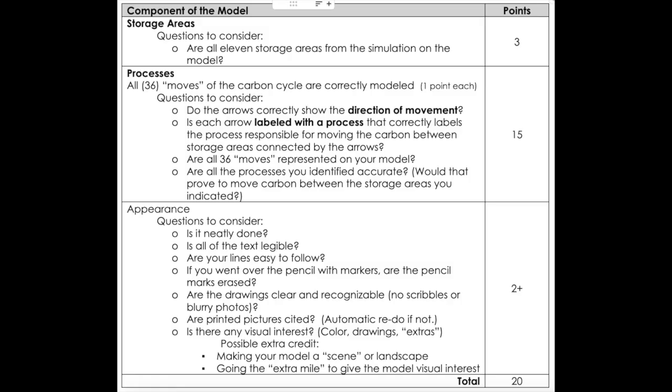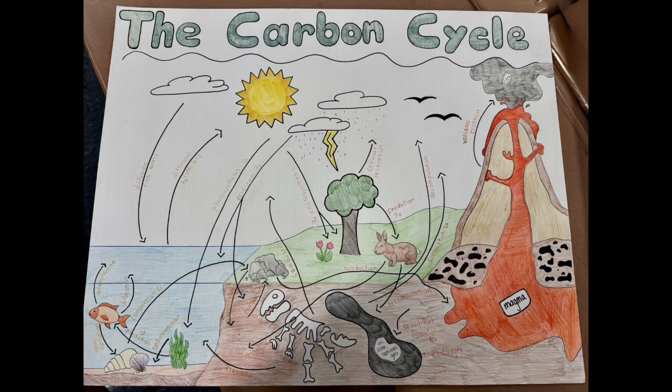If you look at the rubric, you'll see that there's an opportunity for extra credit. To earn the extra credit, you would go the extra mile to really make it look visually interesting, maybe make it artistic. You could have some very neat drawings. If we look at this one, we can see that the person made it so that it looks like a landscape, and where the storage areas are logical compared to one another, rather than having them scattered throughout. When it comes to determining whether or not you've earned extra credit, size does not matter. So if you can do it neatly on a piece of paper, it does not need to be a poster.